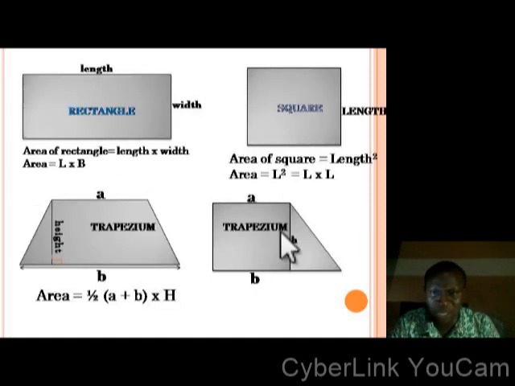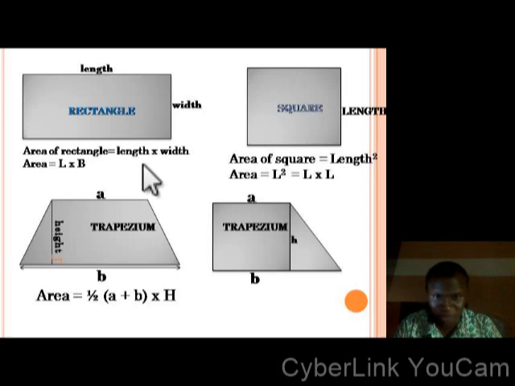Now let's quickly move to the other shapes. Here we have a rectangle. A rectangle has length and width. The area of a rectangle is equal to length times width. So the formula for calculating the area of a rectangle is length times width, not perimeter.